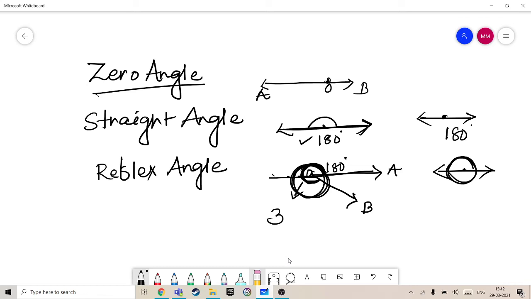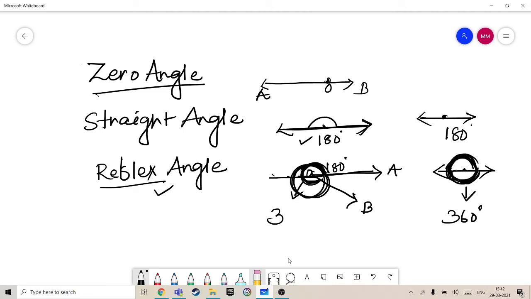Upside and downside, all total is 360 degree. Circle means circle. This half circle is 180 degree and this half circle is 180 degree. Then total full circle is 360 degree. And reflex angle is the angle between 180 degree and 360 degree. That is reflex angle.